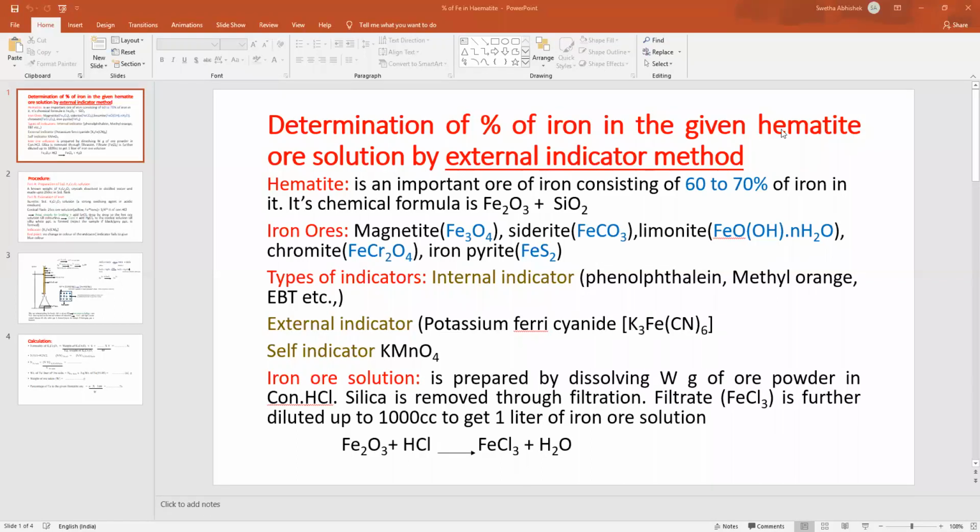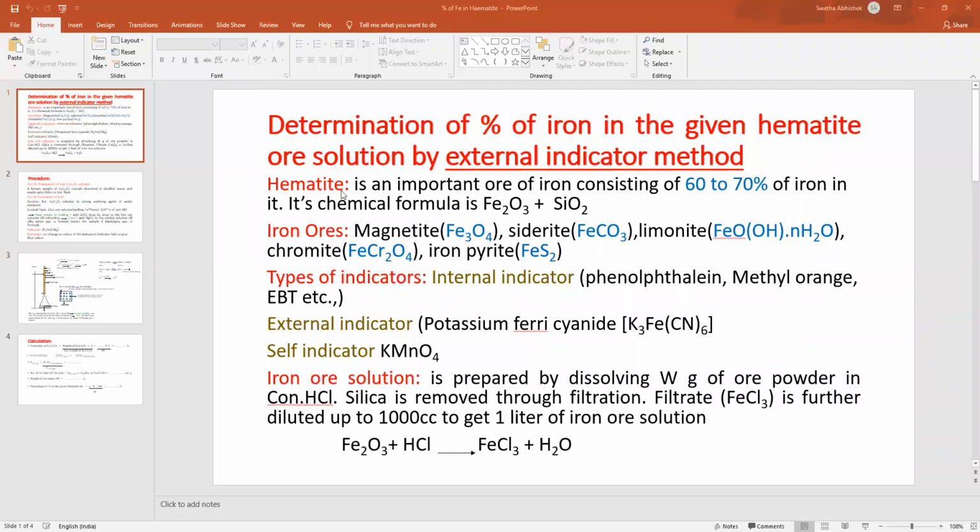hematite. What is hematite? Hematite is an important ore of iron that consists of nearly 60 to 70 percentage of iron in it. It is an iron ore. What is ore? Ore is a naturally occurring mineral from which metal is extracted economically. What does ore consist of? Metals in the form of metallic compounds.